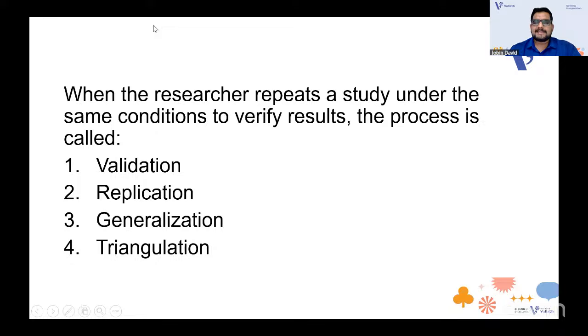When the researcher repeats a study under the same conditions to verify results, the process is called what? That means the researcher already conducted a study, but is repeating it under the same conditions to verify the result again. So what do you call that process? Validation, replication, generalization, or triangulation? It's easy, you can get the answer just by reading the words. It's not validation. Yes, it is called replication. That is the answer.